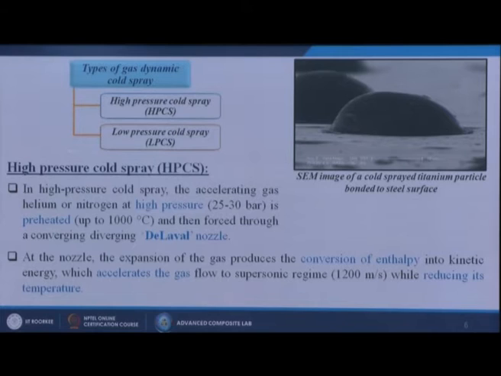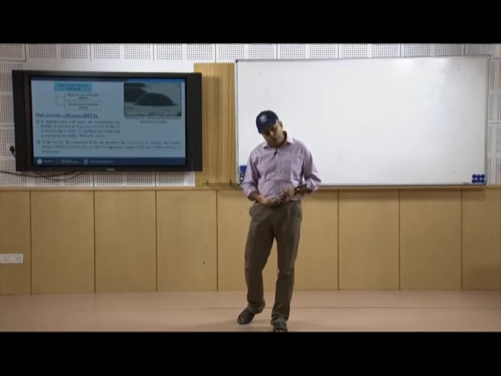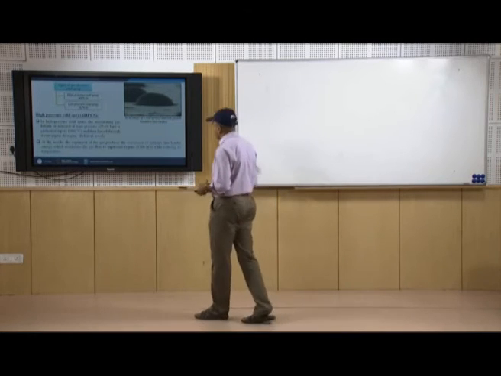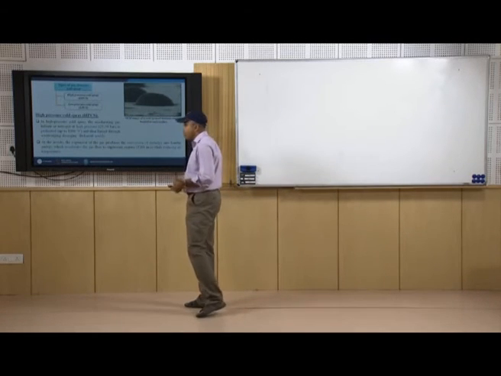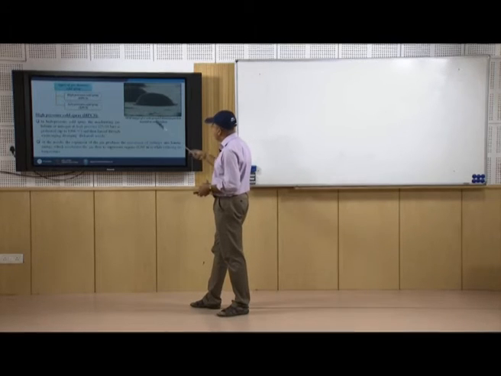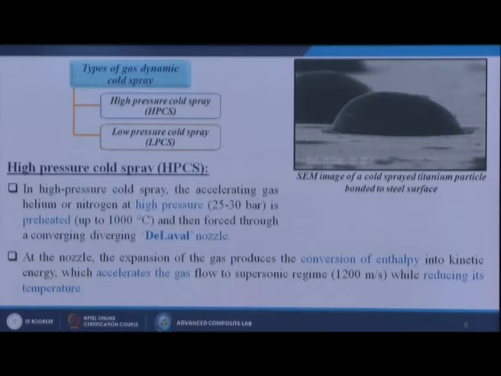So that the gas is getting that much accelerating velocity, so that the nanoparticles are thrown onto the substrate at a very high velocity. And on the right-hand side corner, it is an FESEM image, or maybe the scanning electron microscopy image. This is the substrate on which this powder is thrown at a high velocity and it is sticking to the surface of that particular substrate. So, an FESEM image of a cold spray titanium particle bonded to a steel surface.